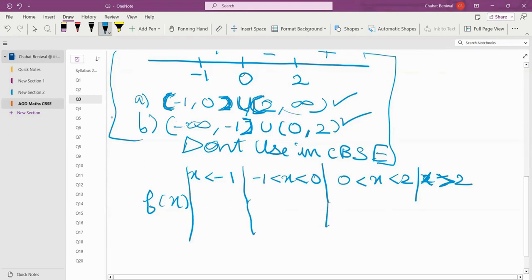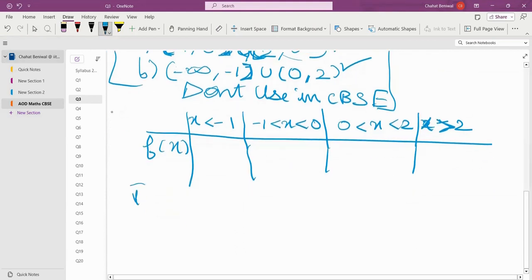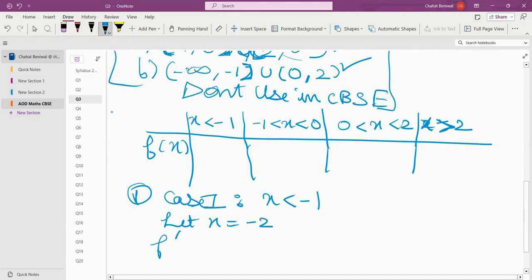Make it properly. So now we need to make 4 cases. I won't be solving all of them. Then you have to write like this: case 1, when x is less than minus 1. Then you have to assume let x is equal to minus 2. Okay, and then you're going to check f dash of minus 2 there, and you're going to say whether it's positive or negative. Then you're going to fill this table. So basically you have to make 4 cases, and we have to take one example each and find the sign of the function and plot it here.